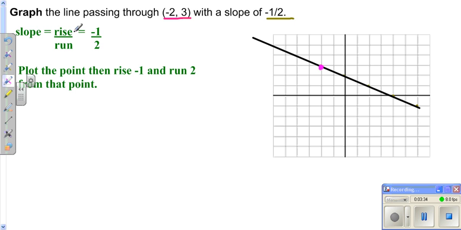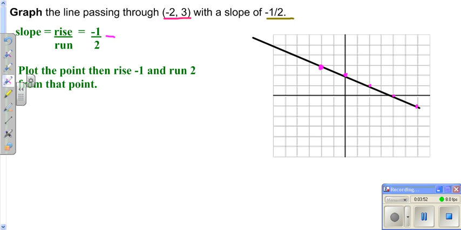So that means you go rise negative 1, meaning down 1, and go to the right 2. So you go down 1 to the right 2, down 1 to the right 2, and so on, and then you just draw a line going through all those points.